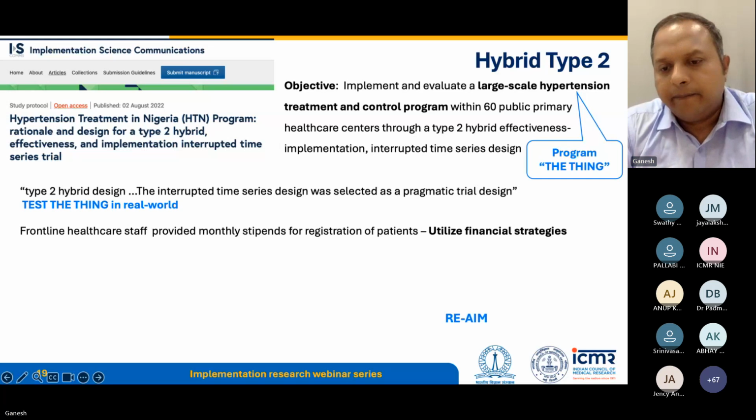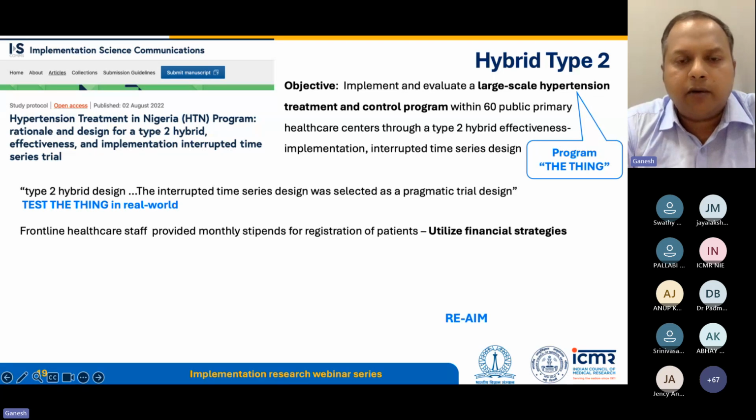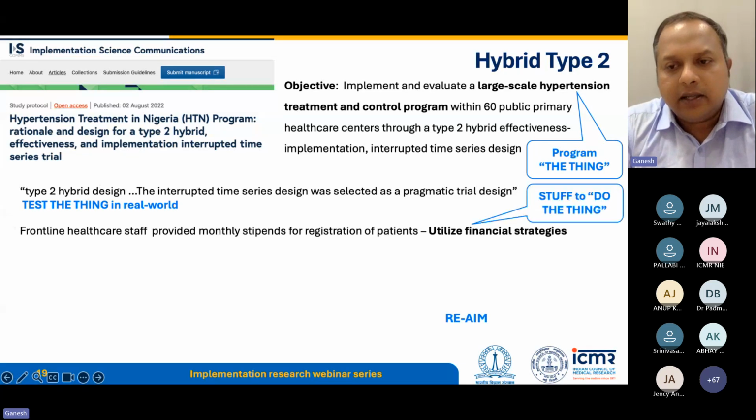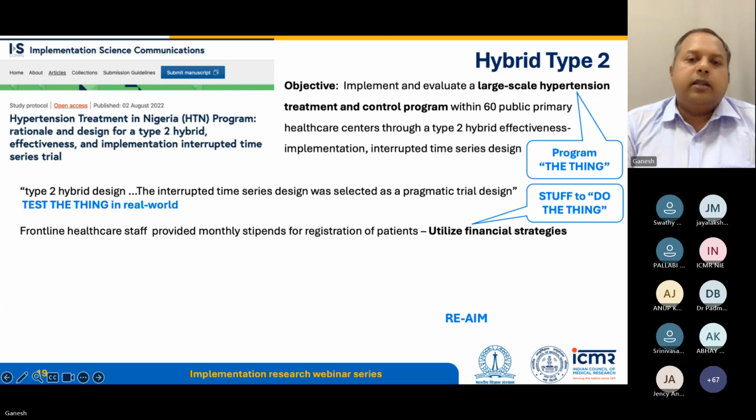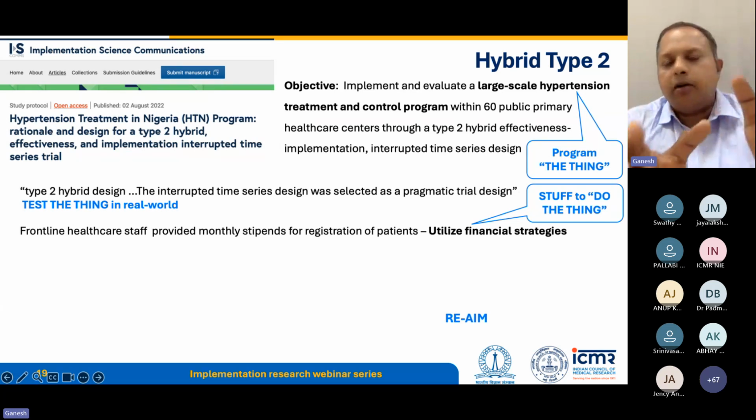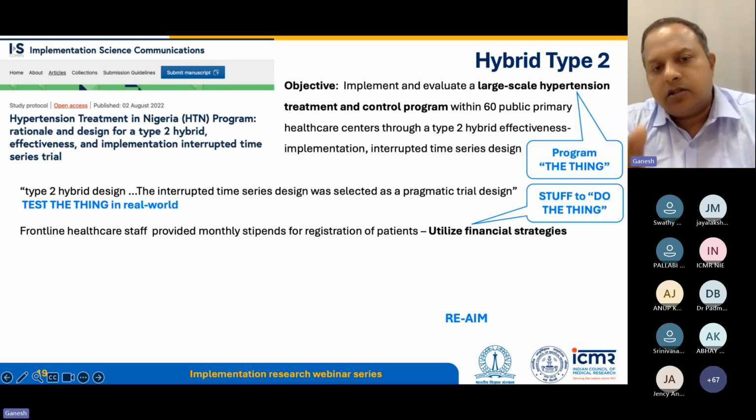the patients. Here, the authors and investigators are all adopting a particular framework called the RE-AIM framework, which is reach, effectiveness, adoption, implementation, and maintenance. They further measure the implementation strategy also. The implementation strategy in this particular hybrid type 2 trial is the stipend. What is the stipend? Provision of financial incentives to the community health worker or the frontline healthcare staff in order to do what? To register the patients.